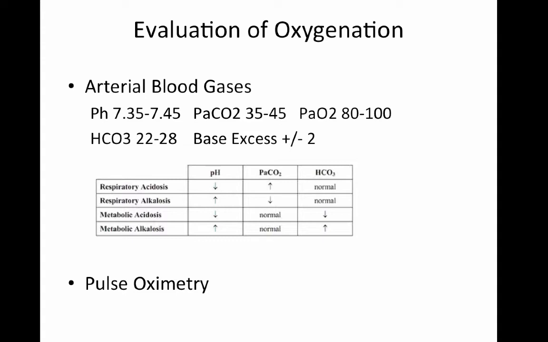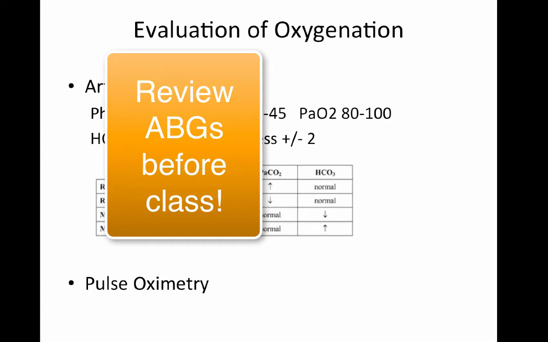So we obtain arterial blood and we measure their PaO2, their PCO2, the pH of the blood, their bicarb, and it helps us determine whether there's a metabolic problem or a respiratory problem. You can also get an O2 sat or a saturation from an ABG. This is actually a calculated O2 sat, and so it's a little more accurate than just a pulse oximeter. And so you should review ABGs in your textbook.